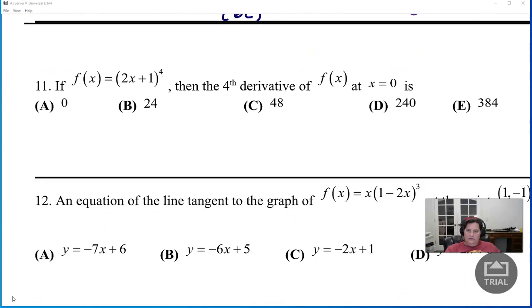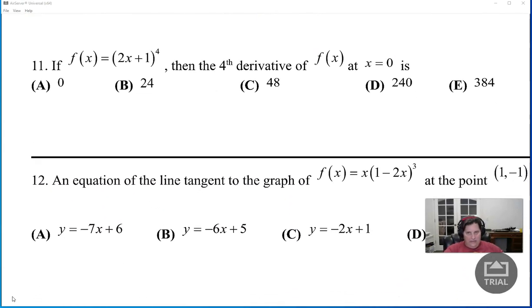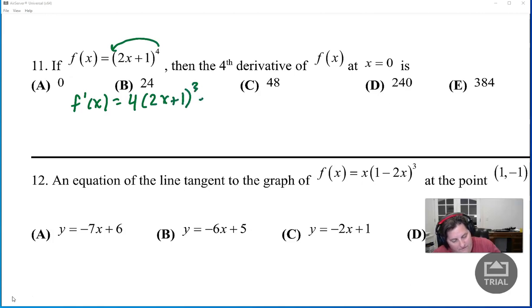Okay, nice. Let's take a look at number 11. Fourth derivative. Dang, that sounds fun. Fourth derivative at 0. Okay, here we go. First derivative, bring that down in front. 4 and then 2x plus 1 to the third. But then I got to do chain rule. The derivative of the inside is 2. Okay, let me just rewrite that nice and make that an 8 before I move on.